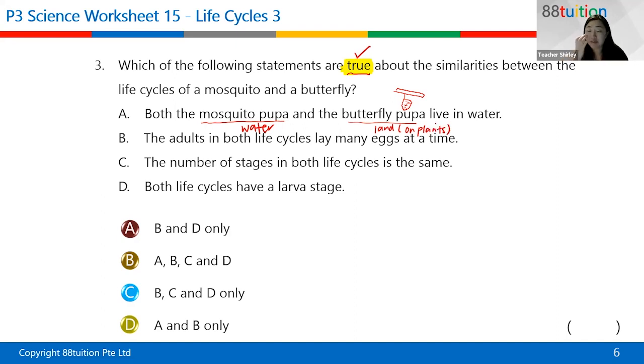Why does it have it on plants? There's a reason, because the moment it comes out of its cocoon, then the butterfly can fly off from a height. So that's the reason why. Okay. All right, next one. The number of stages in both life cycles is the same. The number of stages in both life cycles is the same. Is that correct?